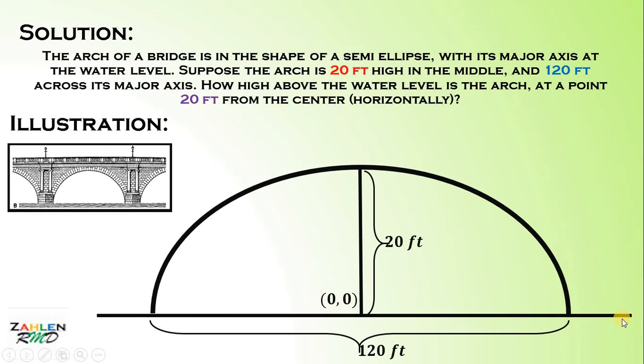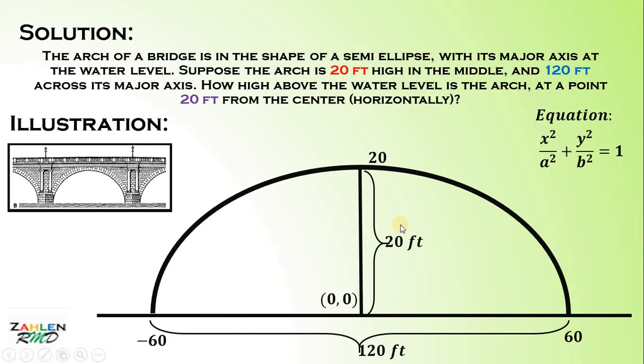Now on the x-axis, we have negative 60 and positive 60 because its distance is 120 feet. Also, on the y-axis, this is 20. Now at this point, we are ready to find the equation of this ellipse. So the general form of this ellipse must be x squared over a squared plus y squared over b squared equals 1. Notice that a squared is in the denominator of x squared because our ellipse is horizontally stretched.